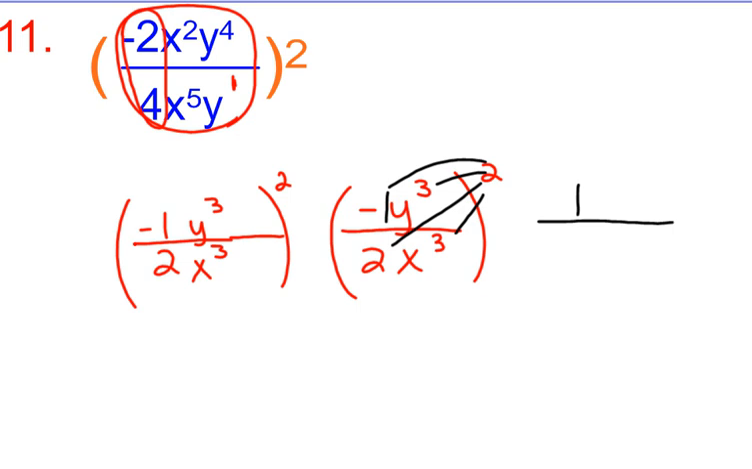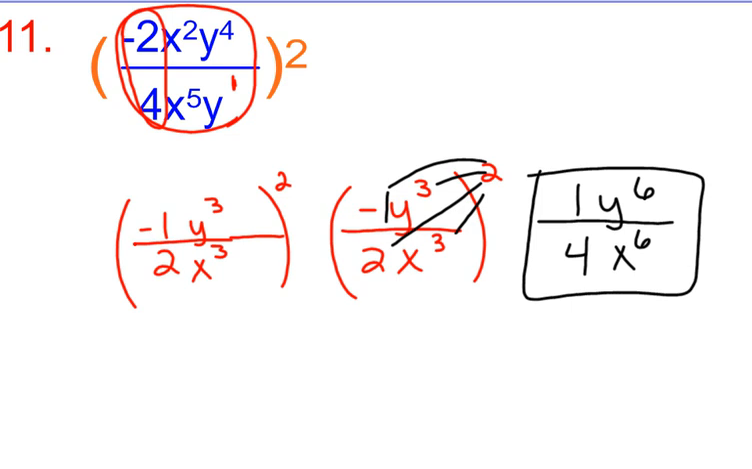Y cubed squared. Notice I didn't say y twice. Y cubed squared is a power of a power rule, so I multiply those exponents. And then in the denominator I'd have 2 squared, which is 4. X cubed squared, again, power of a power rule, so I multiply. And I have y to the 6th, or excuse me, x to the 6th. So this is my final answer. You could choose not to have the 1 there. That would be a good choice. So if you wanted to erase that once you did it, my answer is y to the 6th over 4x to the 6th.